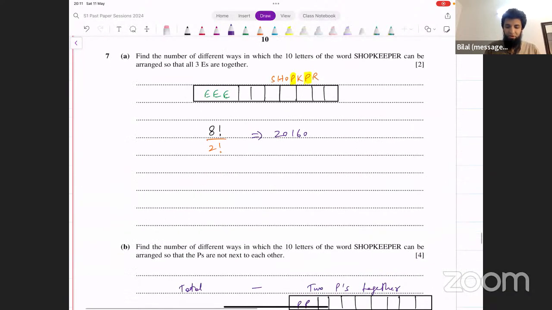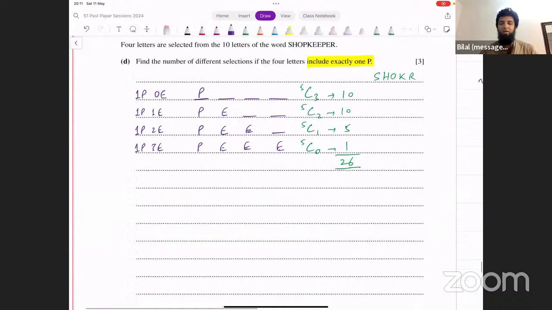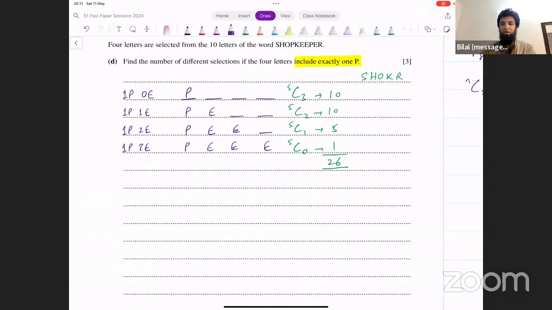In arrangements, we could just divide by the factorial of that to handle those repetitions. In combinations, we don't have any such method. We don't have any method to basically eliminate those repetitions directly. In combinations, such a method does not exist. So for that reason, we have to list down the possible cases. We can't do it directly.